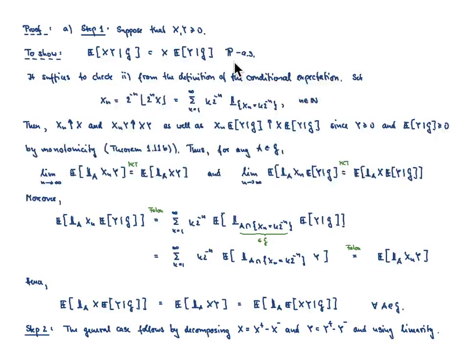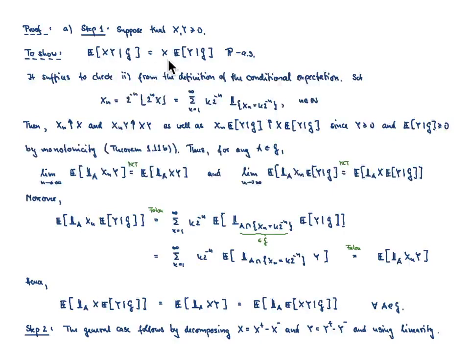So what should be the strategy? Our strategy at the end of the day is we would like to apply the uniqueness part of the conditional expectation. And for that we have to check two things. So first of all, since the product of X and Y is in L1, we can compute the conditional expectation of that product. And in particular, this means that that object over here is a G-measurable function.